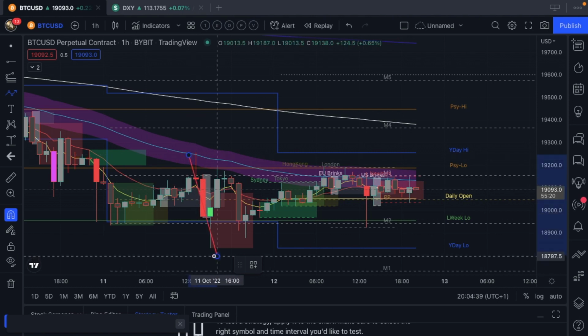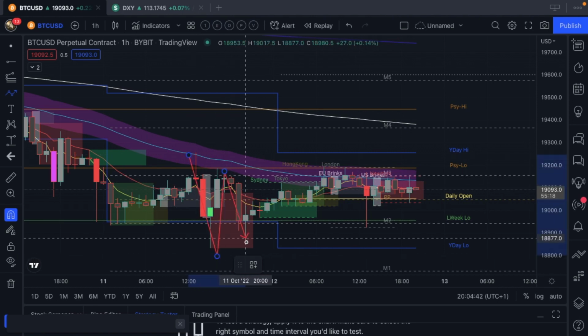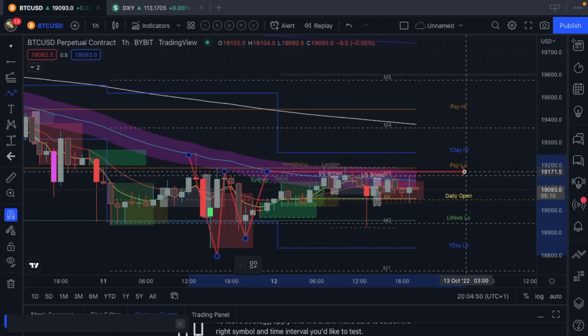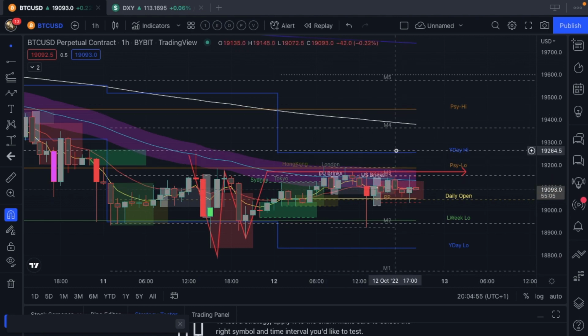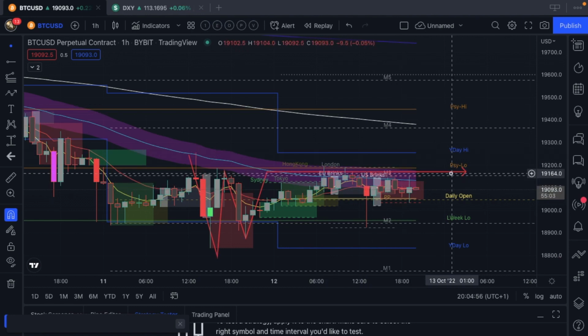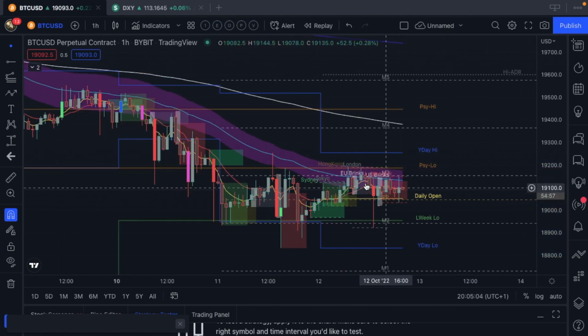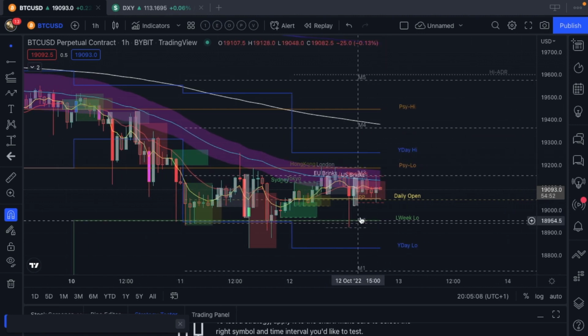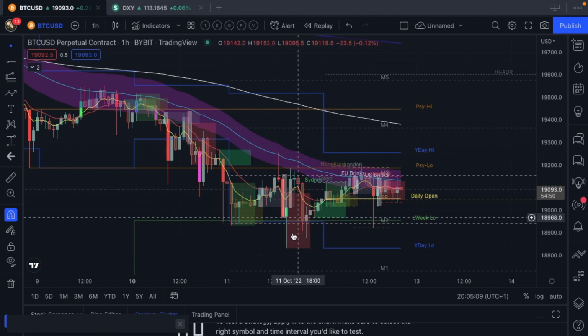So this is our W, but we have to clear this area here. We really need to break out of here and continue ripping up for this to be an actual W. So nothing has been decided yet. We could go up just as easily as we could go down from this point until we claim this and move up, or conversely, we're going to have to take out this low.